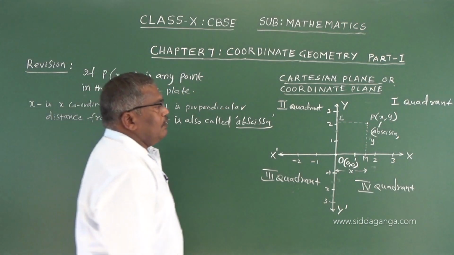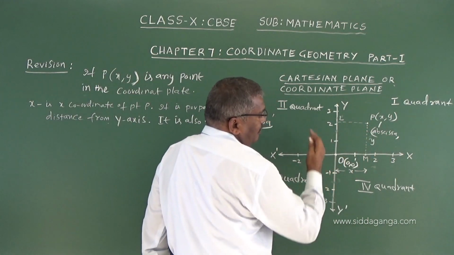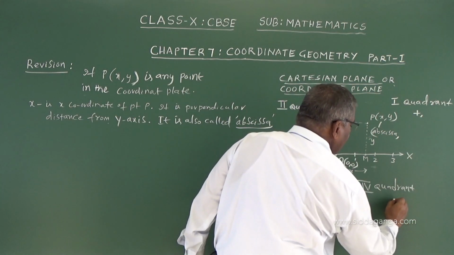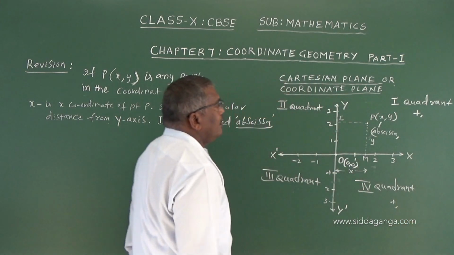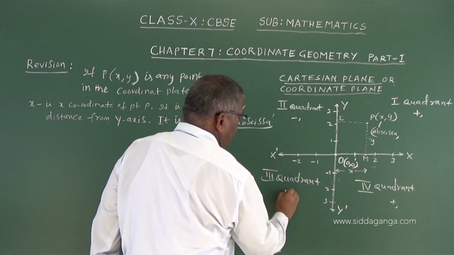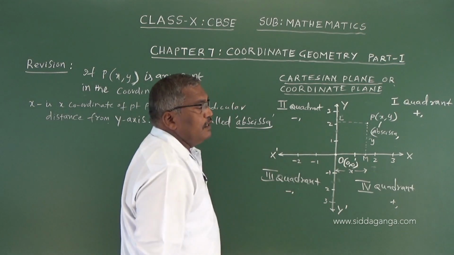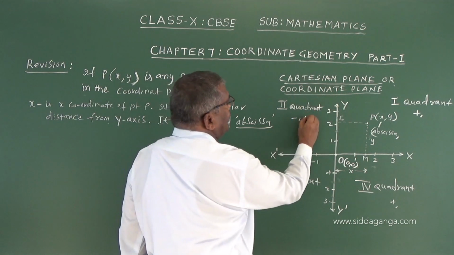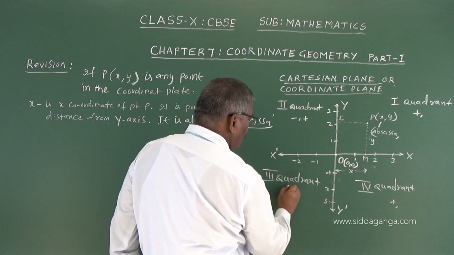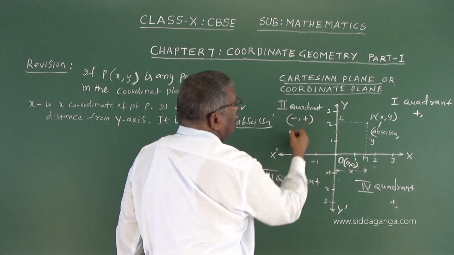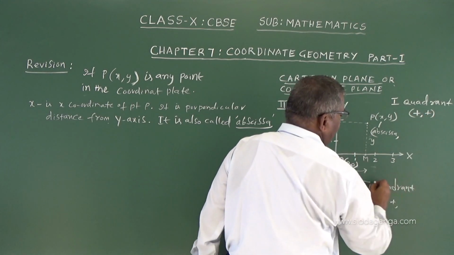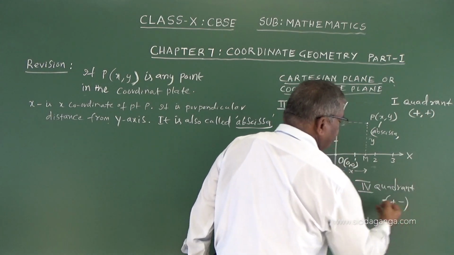So remember, the value of abscissa, that is the x values to the right of the y axis, is always positive. Here it is positive, here it is positive. And the value of x is negative here and it is negative here. Similarly, the value of y is positive above the x axis and it is negative below the x axis.